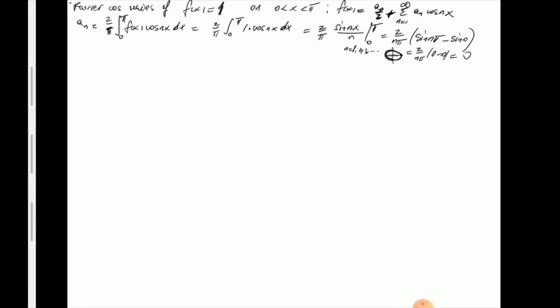Now, obviously, they cannot be all 0 because, after all, I'm representing the function f of x equals 1. And at this point, you guys should probably guess what the first coefficient is. In fact, take a moment and see if you can guess what that value is of a naught over 2. And let's actually confirm that it's that way with the formula. So a naught follows the same formula, 2 over pi, the integral from 0 to pi, 1 times cosine of 0x dx. Cosine of 0 is 1.